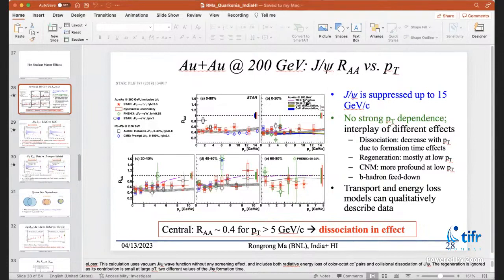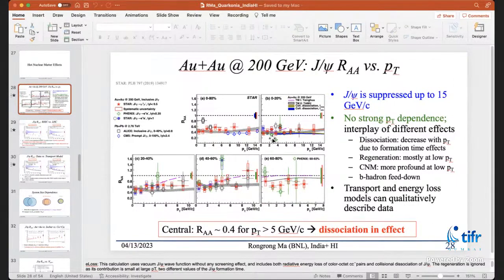Let me put it this way. For this transport model, for both Tsinghua and TAMU, both of them have regeneration. I can't remember what the fraction is for the Tsinghua model. For TAMU, I think about 50% of the J/psi at low pT comes from regeneration. Both of them take all these effects into account. If you say you don't have any regeneration, I'm not so sure, because, for example, cold nuclear matter effects exist for TAMU. I think they try to use the p+Au and d+Au results to gauge the cold nuclear matter effect. So I'm not so sure whether, if they completely turn off the regeneration, you can still describe the data.